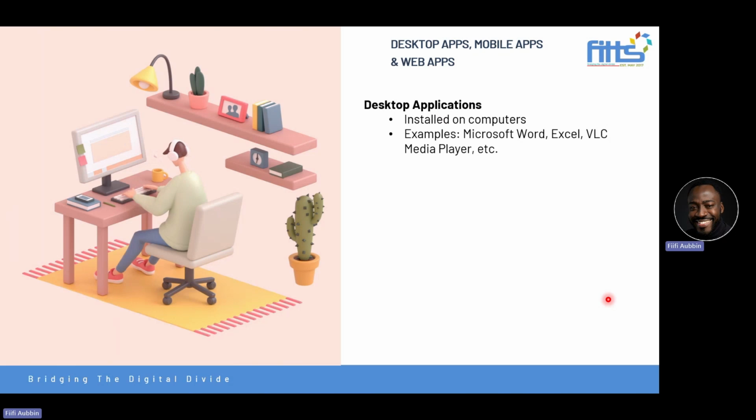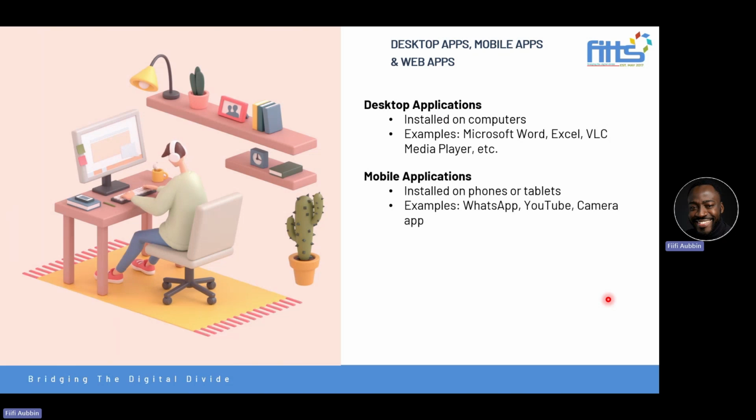And now most of us are used to working on our mobile phones, so they should have apps for our mobile devices. And this is usually installed on phones or tablets. So the WhatsApp that we have, the YouTube, your camera app, all these apps that you install from the respective app stores. When you go to Apple, they've got their App Store. When you go to Google, they've got your Google Play Store. So that is where you get most of these apps installed on your mobile devices.